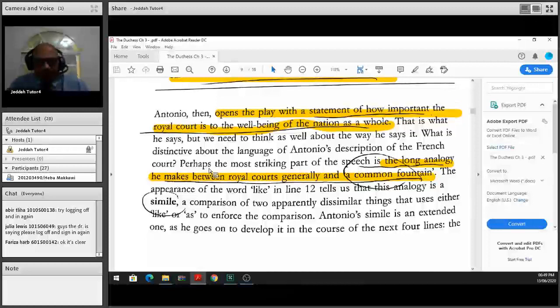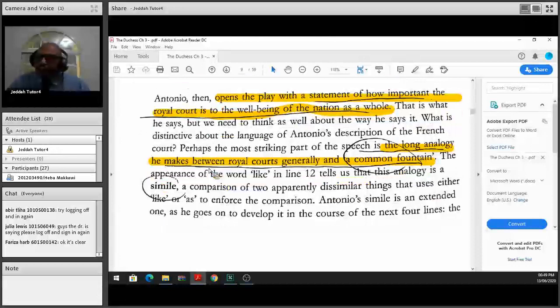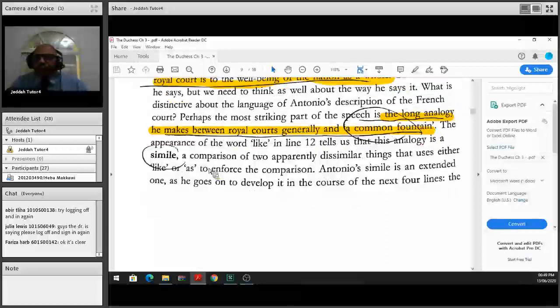So Antonio opens the play with a statement of how important the royal court is to the well-being of the nation as a whole.